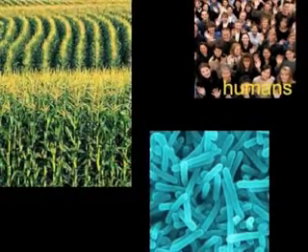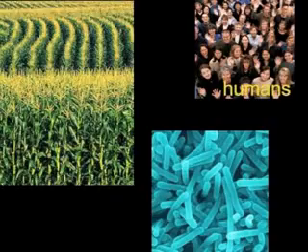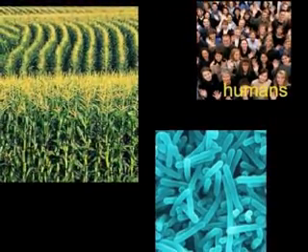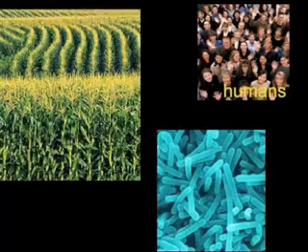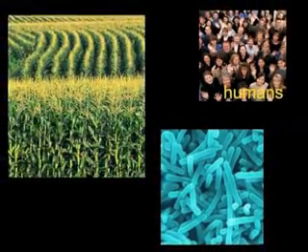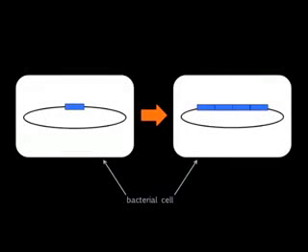Gene amplification can be studied much more easily in bacteria than it can in more complex organisms like corn or humans. But the information we discover from studying how bacteria gain the extra DNA can be applied to these more complex organisms. This diagram shows a bacterial cell.